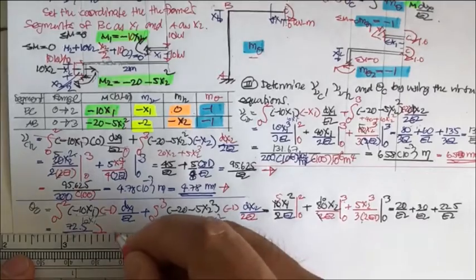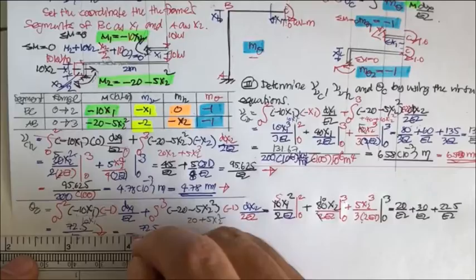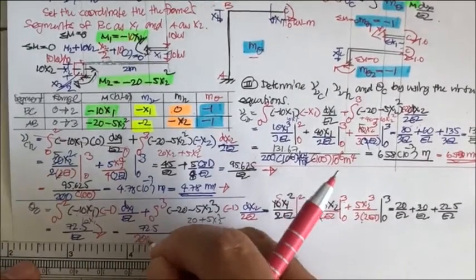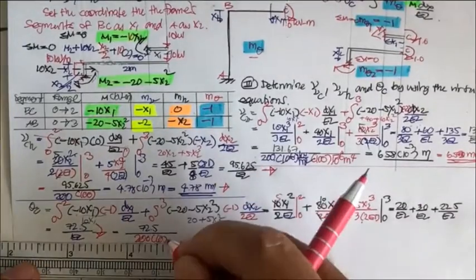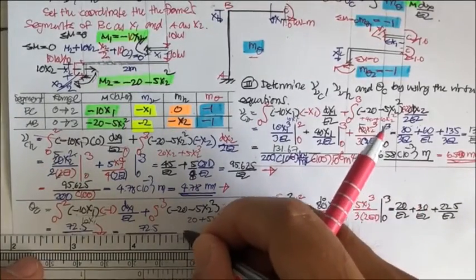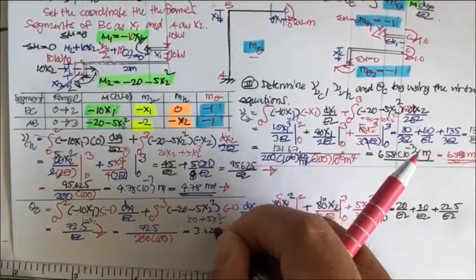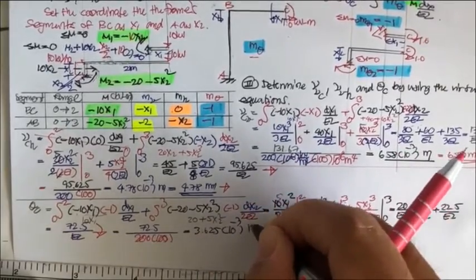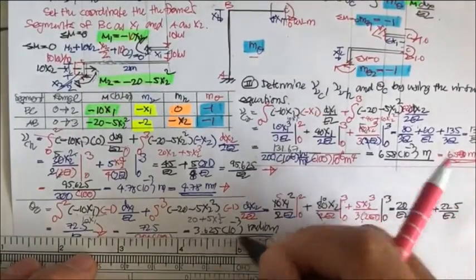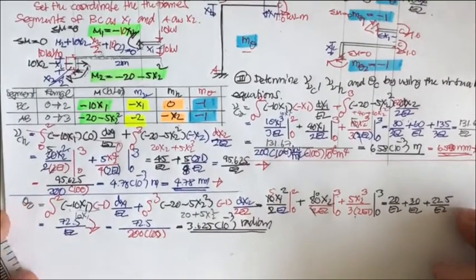And if you like to determine the value of it, it's going to be 72.5 divided by, again, 200 times 100, and then you get this one equal to 3.625 times 10 minus 3 radian. It must be in radian. Okay, it must be in radian. So that is what we have for this.